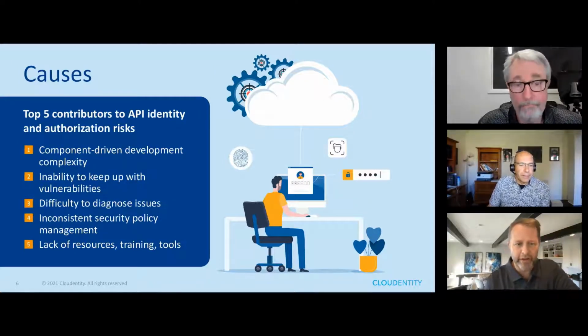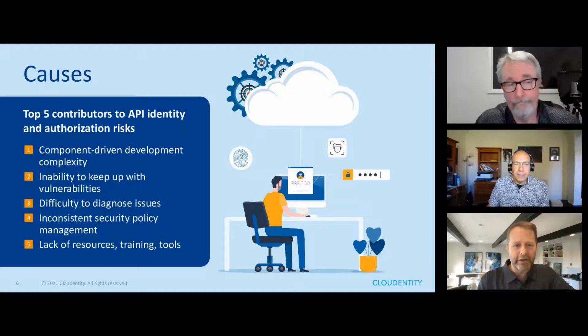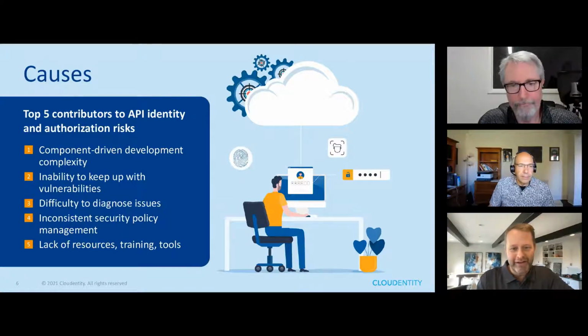I want to pick at the middle of this: the difficulty to diagnose issues and inconsistency. I think when we hard code policy and this granular logic into the APIs or the applications, you get some fracturing with the tools that you use and the policy language. So it's already hard to understand and really reason about these types of policies and really test them.